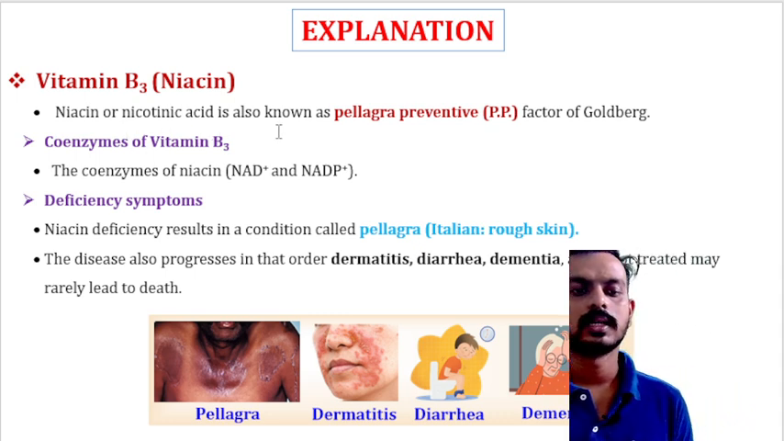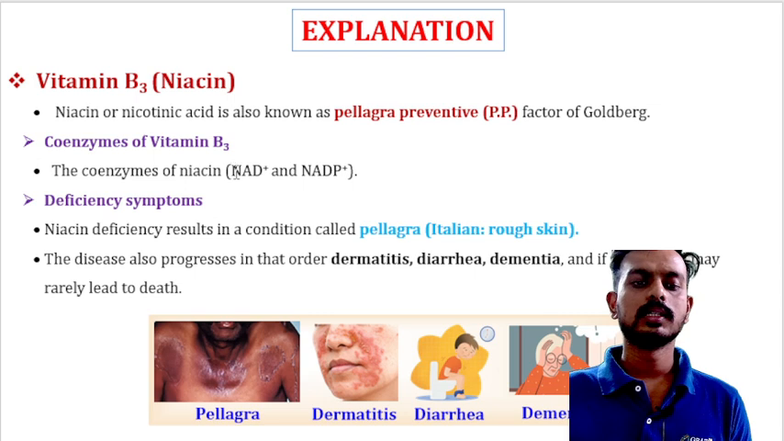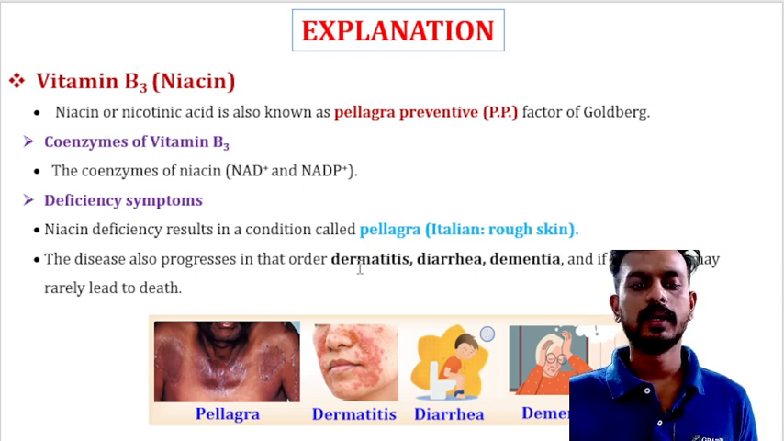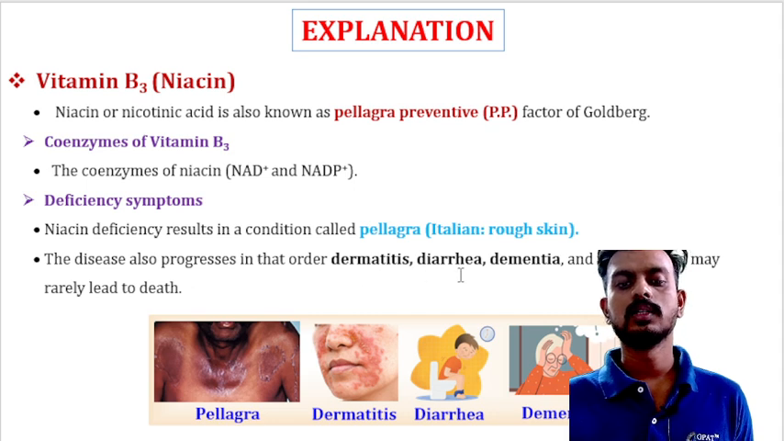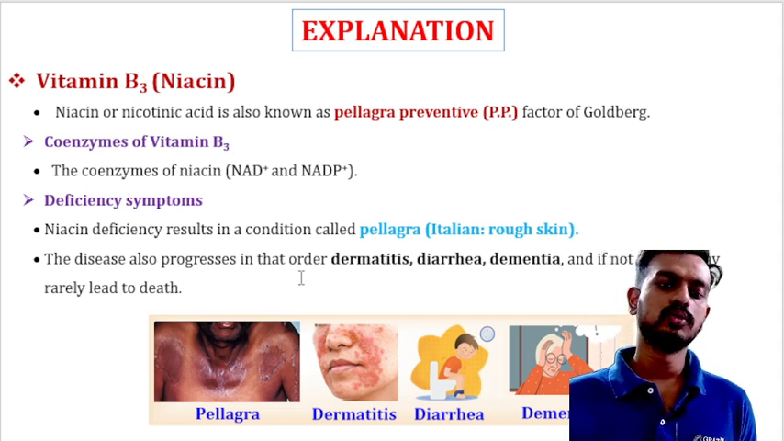Niacin and nicotinic acid are also known as pellagra preventive factors. The coenzymes are NAD and NADP. Its deficiency leads to pellagra. This disease is associated with dermatitis, diarrhea, dementia. If not treated, it leads to death also.